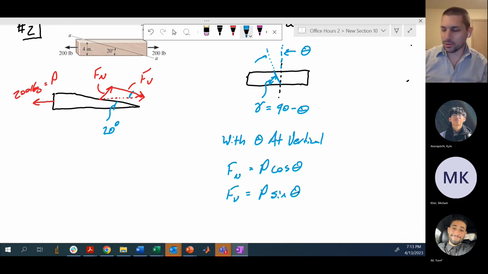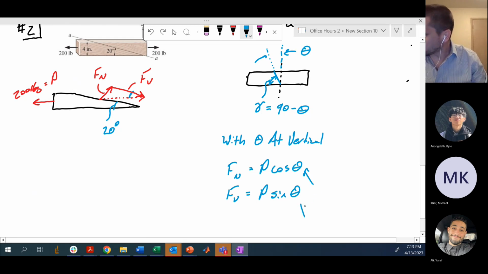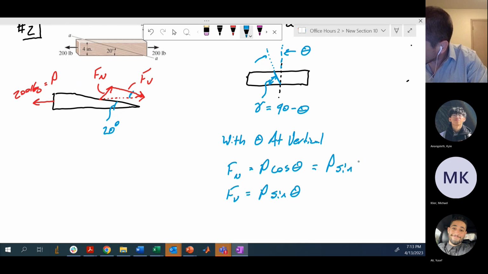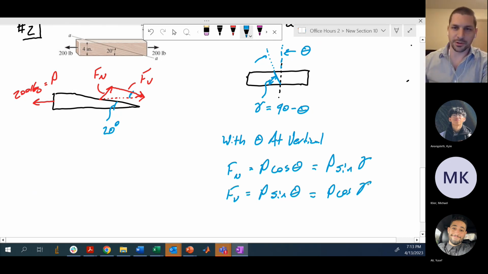And in the case where you don't want to define from the vertical using the angle theta, but instead you want to define from the horizontal, which is actually what we have here, this 20 degrees, then maybe you want to think about writing this as P sine gamma and P cosine gamma. If you want to think about shear force and normal force in that way, you could use the angle with the horizontal instead of the vertical and use this sort of derivation.